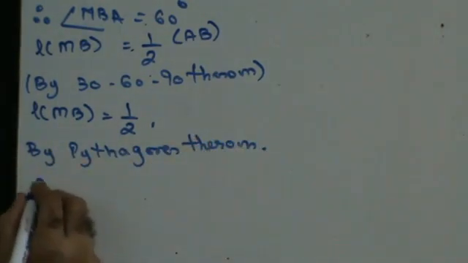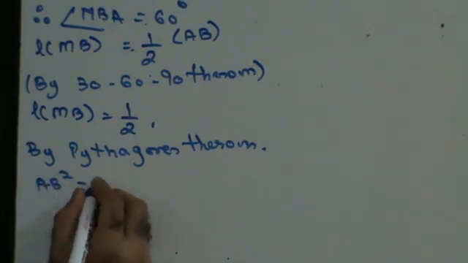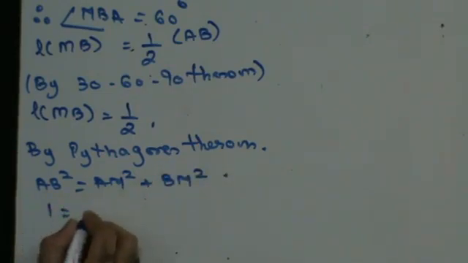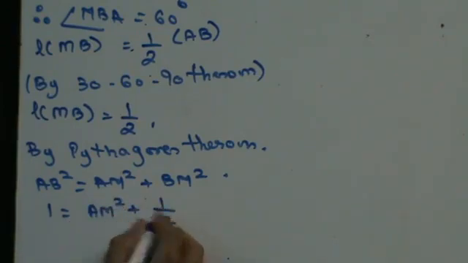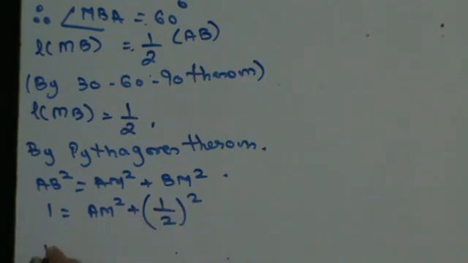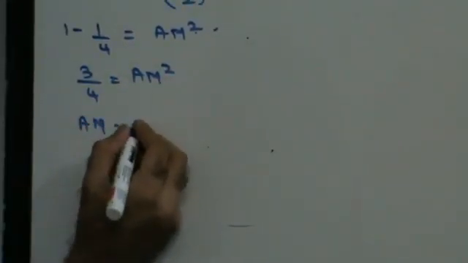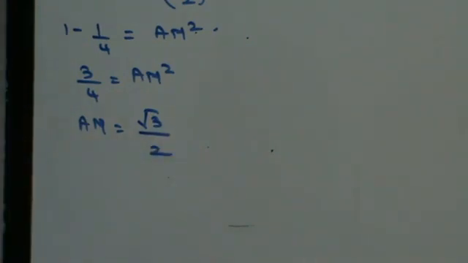If I apply Pythagoras theorem, I can say that AB square is equal to AM square plus BM square. So AB square is 1, AM square we don't know, plus BM you just found out is 1 upon 2 the whole square. Therefore 1 upon 2 the whole square is 1 upon 4. 1 minus 1 upon 4 is AM square. 3 upon 4 is AM square. AM is root 3 by 2. Right? Now, once I have the values plus minus root 3 by 2, because if I take square root, I have to take plus minus root 3 by 2.